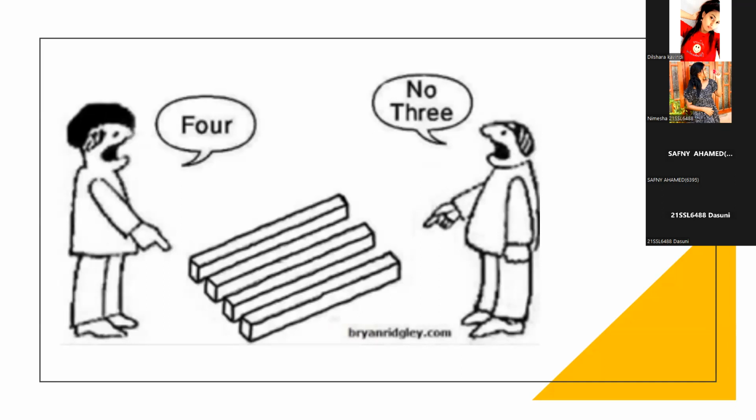Sapnik? Both are correct, sir. Dilhara? 4, 4. 3. 4 or 3? What is the correct one? Try to find the correct one. 4, 4 or 3? Both.